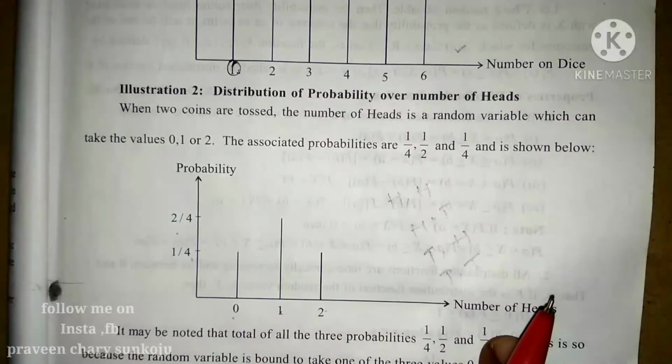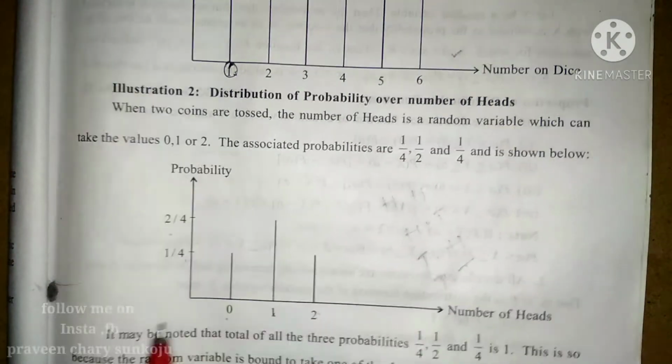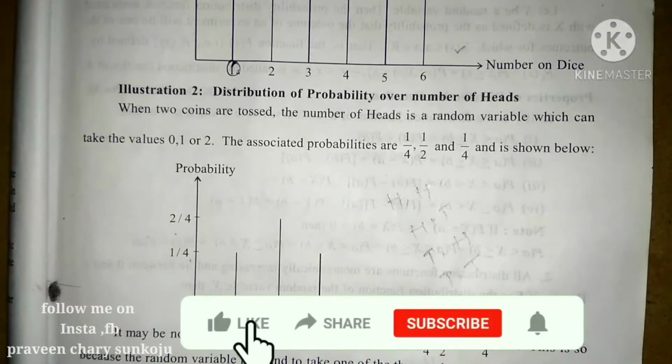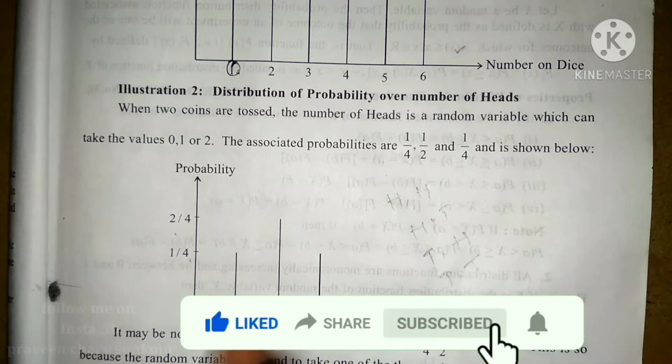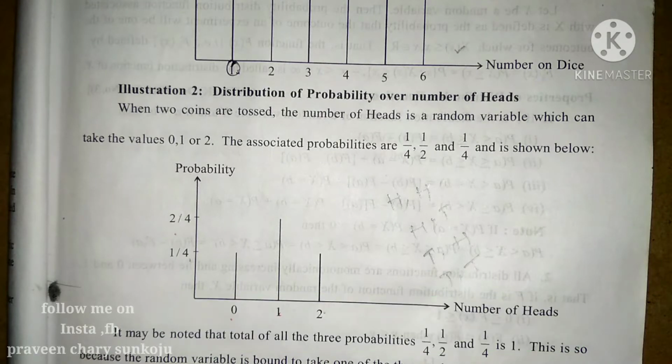Here the number of heads is going to be on the x-axis and the probability is going to be on the y-axis. The simple way to show the outcomes and their probabilities in a graph is called the probability function. Let's move on to the probability function of a discrete variable.